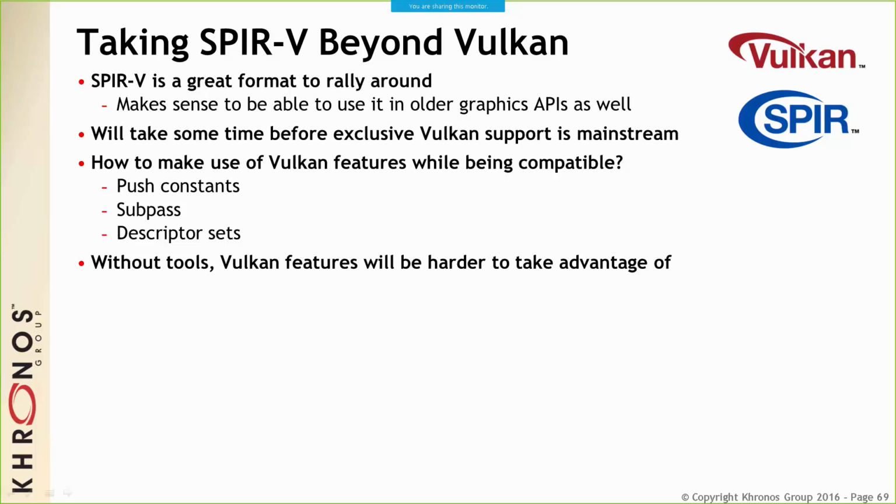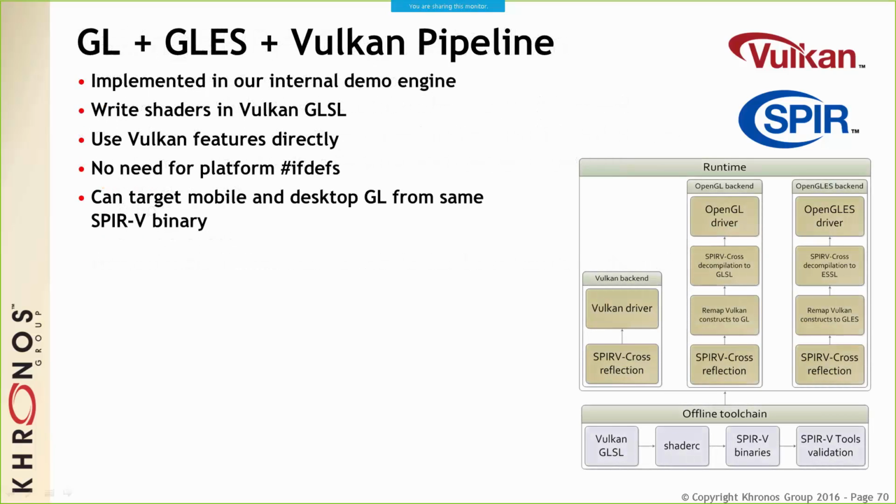And SPIR-V is a really great format. I mean, I'm not a compiler guy, and I could write tools for it just by reading the spec. It's a pretty good spec. So we want to make these features compatible, especially with GL first and foremost. And we can. So this is what we have been doing in our internal engine, where we only write for Vulkan GLSL, and we make it work in GLES and GL, desktop GL as well.